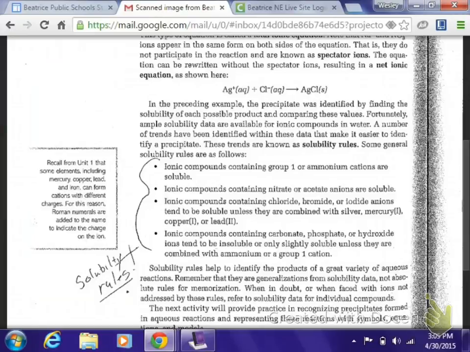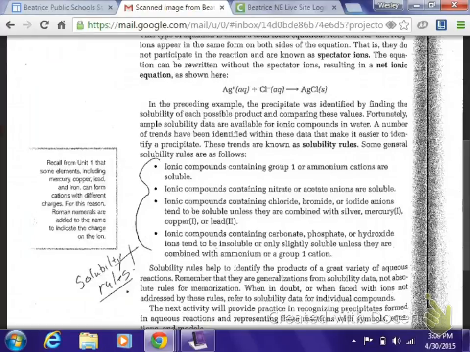The first bullet says ionic compounds in group 1 and ammonium cations are all soluble. This first group here, sodium, potassium, rubidium, that whole group, they're all soluble. It means if I have those ions present, they will dissolve. So all of these ions up here, that's group 1, they will dissolve.